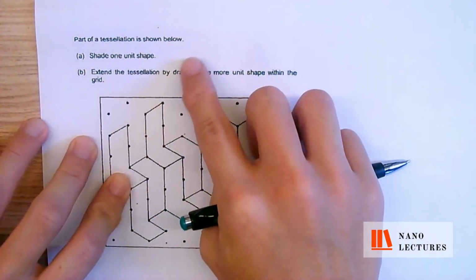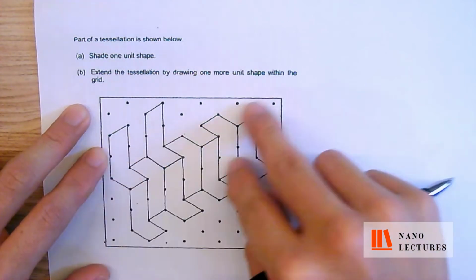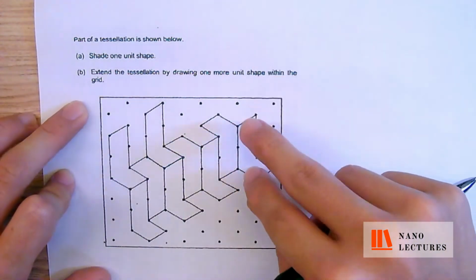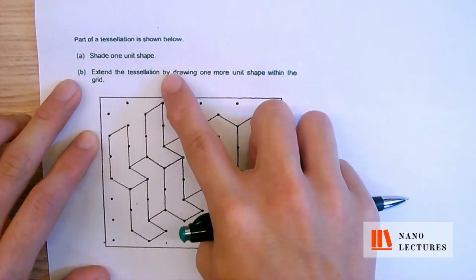Part of a tessellation is shown below. Shade one unit shape. Now, which unit shape should I shade? Actually, you can shade any one. You'll still be correct. But I have a strategy.